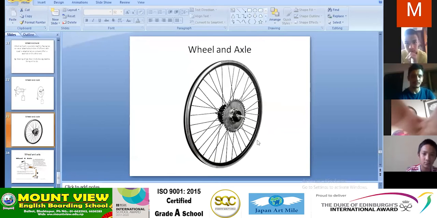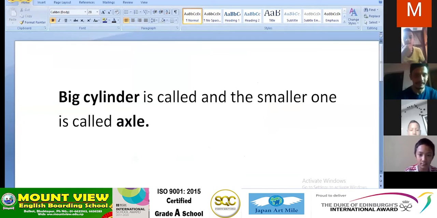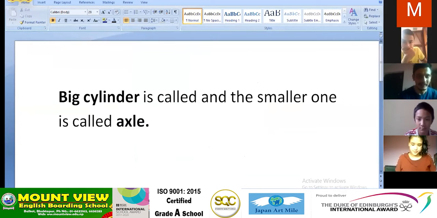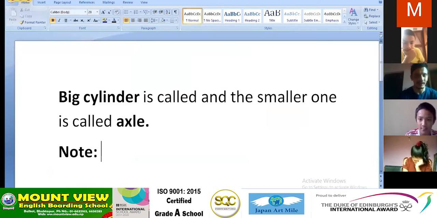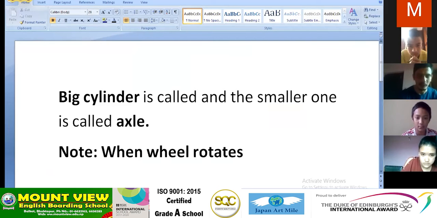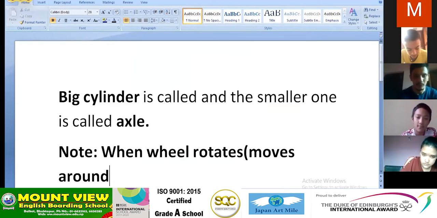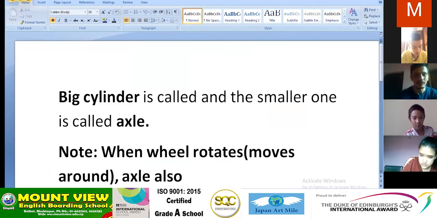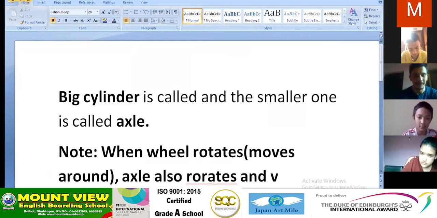You should understand one thing. Note, just keep it in mind, that is an important note. When the wheel rotates, you know the meaning of rotate. Rotate means moves around. When the wheel rotates, the axle also rotates and vice versa.